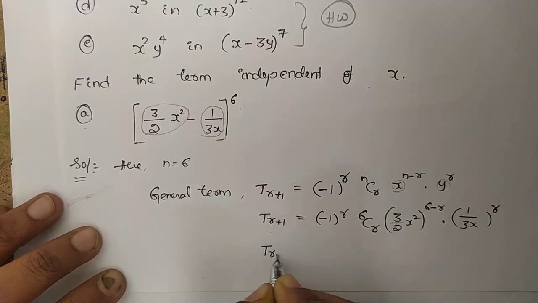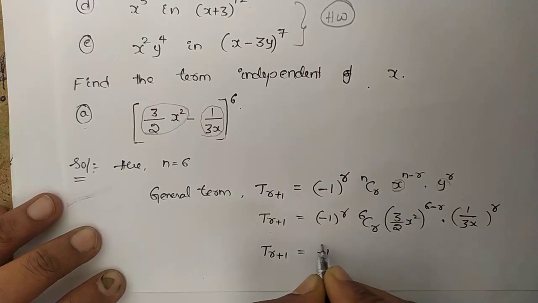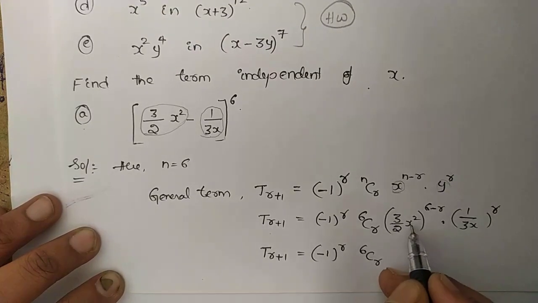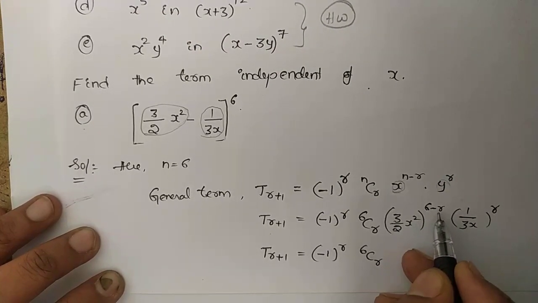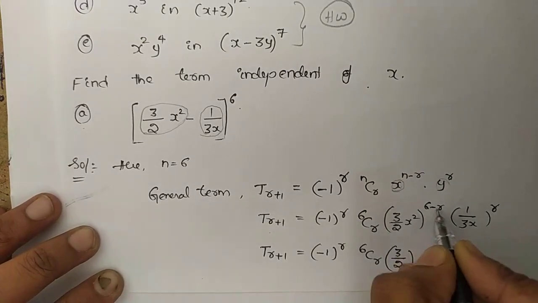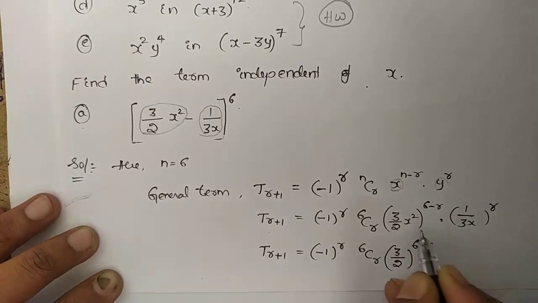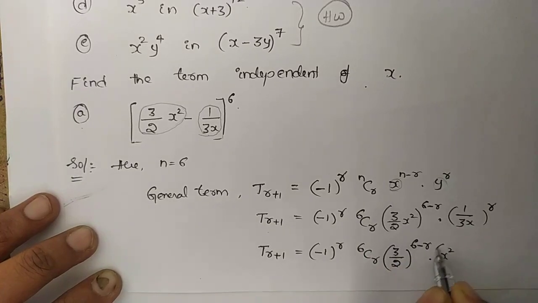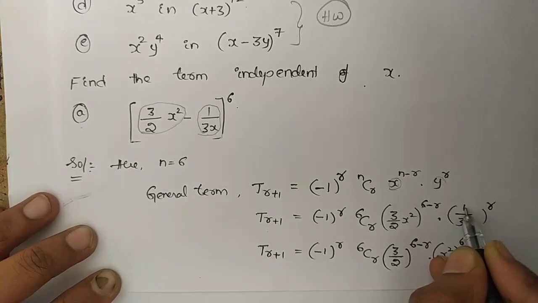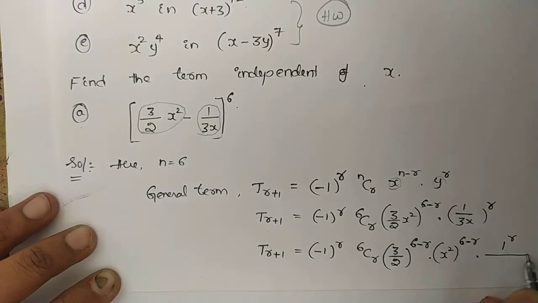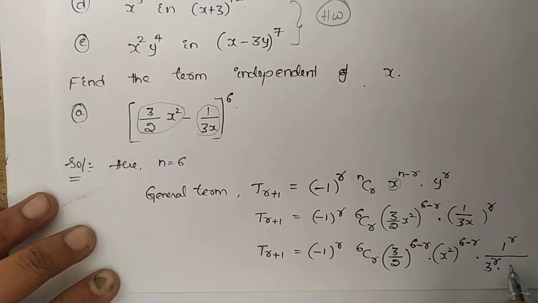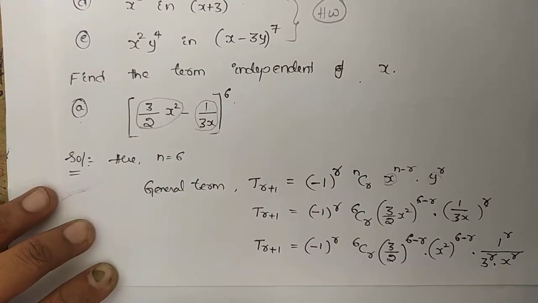T r plus 1 equals minus 1 whole power r, 6cr, 3 by 2 x square whole power 6 minus r. It will be 3 by 2 whole power 6 minus r into x square whole power 6 minus r into 1 power r divided by 3 power r into x power r.